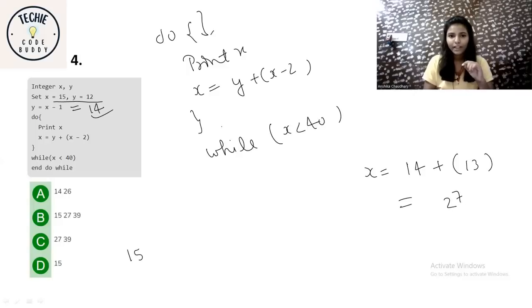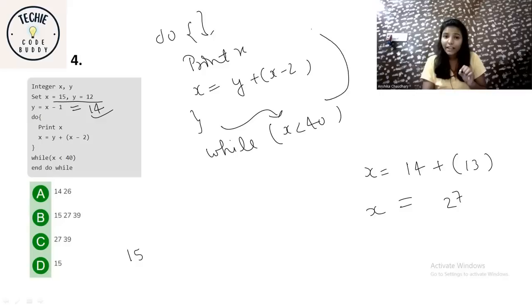Now come here and check the while loop condition: x is less than 40. What is the value of x? X is 27. Is 27 less than 40 or not? Yes, it is. So we will again come into the do while loop and we will print x first of all.